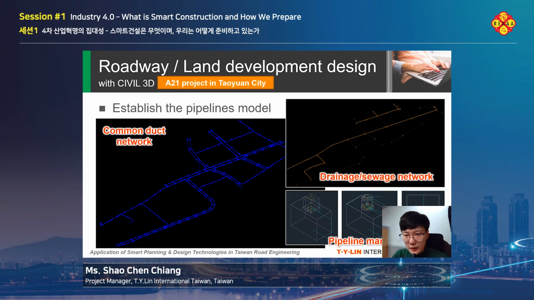For pipelines, we also established the pipeline models. Here you can see the common duct pipe network and also the drainage and sewage network. And most important is that we also build up our pipeline manholes accordingly. So you can see all the manholes in the common duct system and also in the drainage and sewage system.